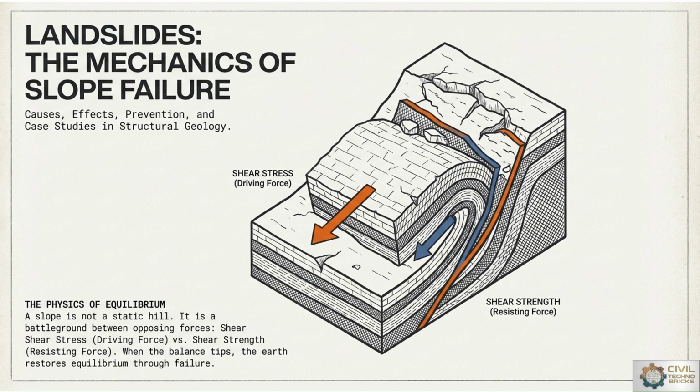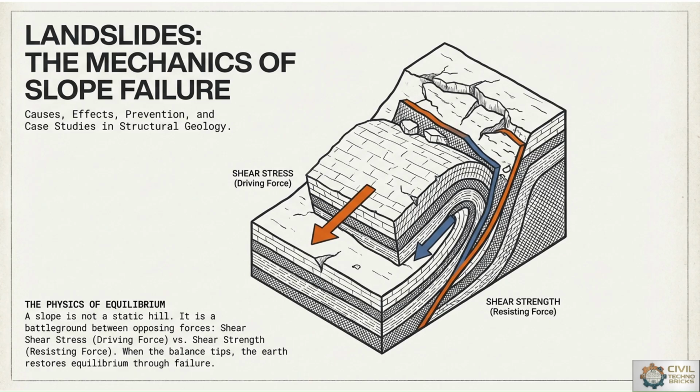Causes, effects, prevention and case studies in structural geology are monitored for the sake of prevention and mitigation techniques. The physics behind that is that the slope is not a static hill. It is a battleground between opposing forces. Those forces are shear stress and shear strength. Shear stress is a driving force versus shear strength is a resisting force. At the same time, both forces are in action, and where the balance tips, the earth restores equilibrium through failure.